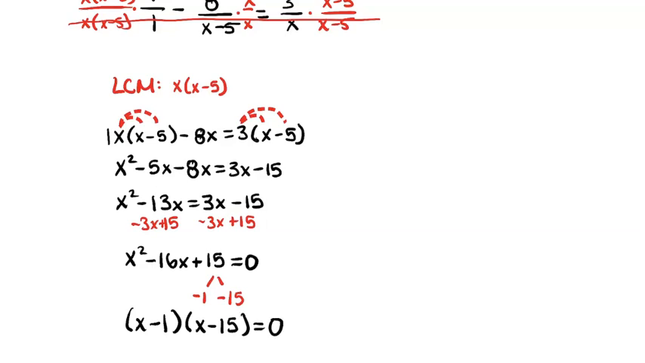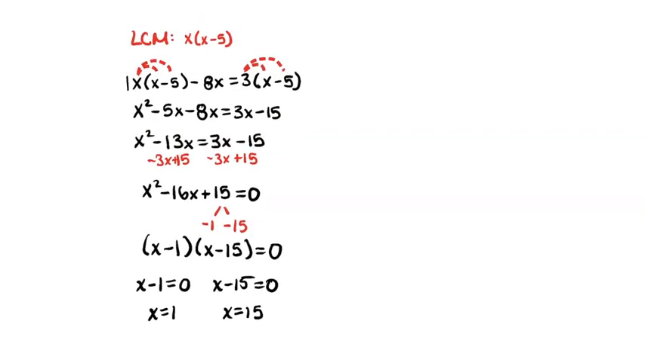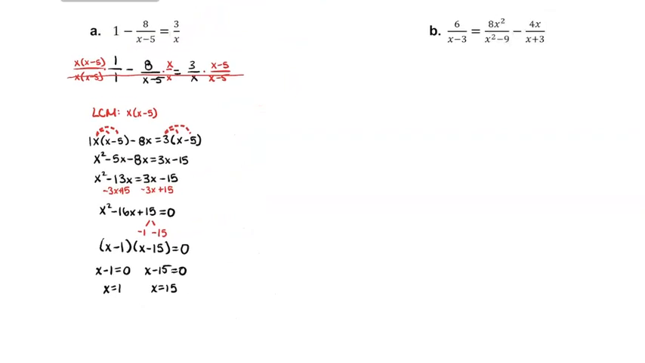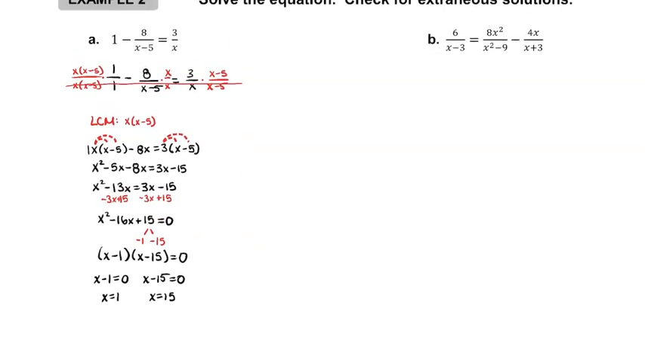If you take each of those factors and set them equal to 0, you get x minus 1 equals 0, x minus 15 equals 0, so you get two solutions, x equals 1 and x equals 15. Now remember, if you plug either of those into the original equation and you get a 0 on the bottom, that means it's not going to be a solution. In this case, plugging in a 1 or a 15 does not break this equation, right? It won't make you divide by 0. So these are both going to be solutions, and you can verify that by plugging in.